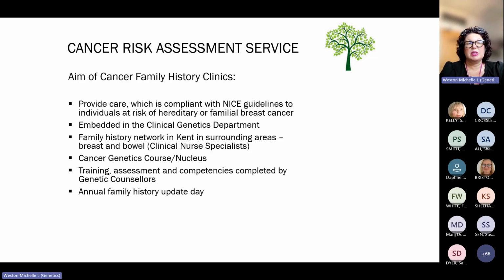We go through specialist training. So Guy's and St Thomas's run a course once a year, which goes through breast and bowel genetics. They go through family history. They also go through consenting to store DNA samples. So it's an extensive program for people that do family history or also see patients in their clinics who are affected with breast and bowel cancer.